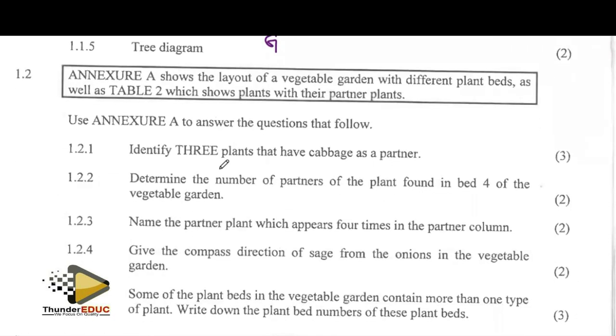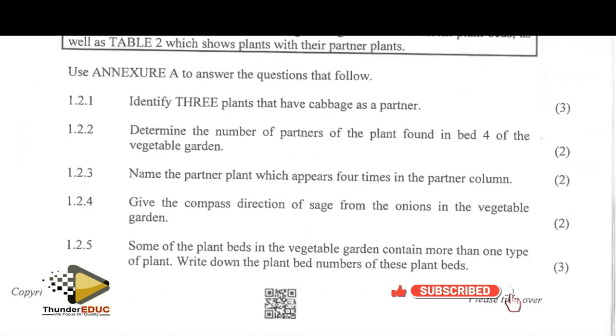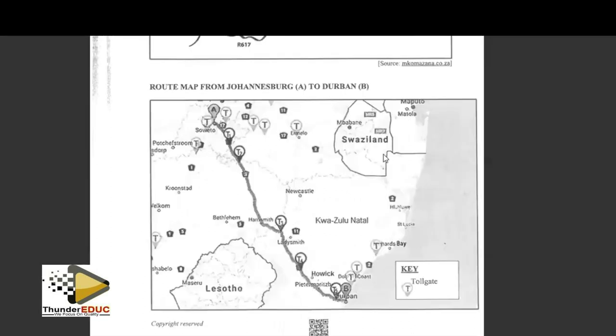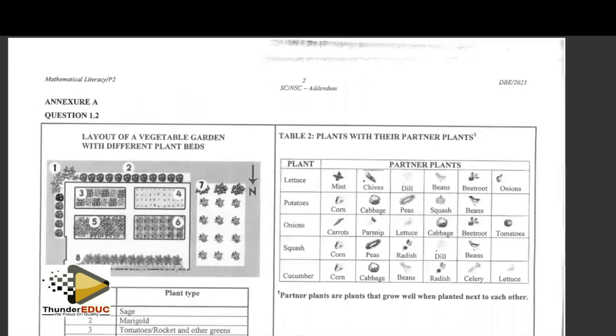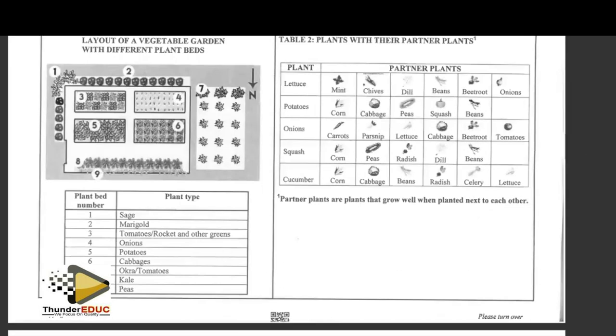1.2. Use Annexure A. Annexure A shows the layout of a vegetable garden with different plant beds, as well as Table 2, which shows plants with their partner plants. Use Annexure A to answer the questions that follow. Let's see the annexure. All right, this is the annexure that we have.